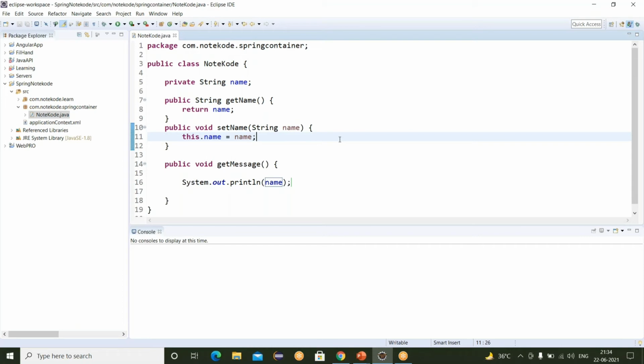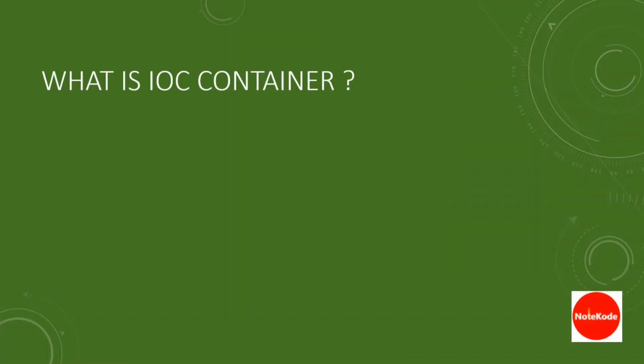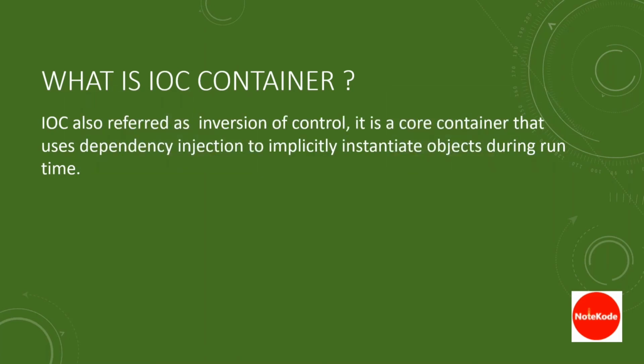For managing the Spring Beans, we require the Spring container. So let's discuss what the Spring container is. What is the IOC container? IOC, also referred to as inversion of control, is a core container that uses dependency injection to implicitly instantiate objects during runtime. Here two terms, inversion of control and dependency injection. According to the inversion of control principle, it inverts the flow of control as compared to traditional control flow.